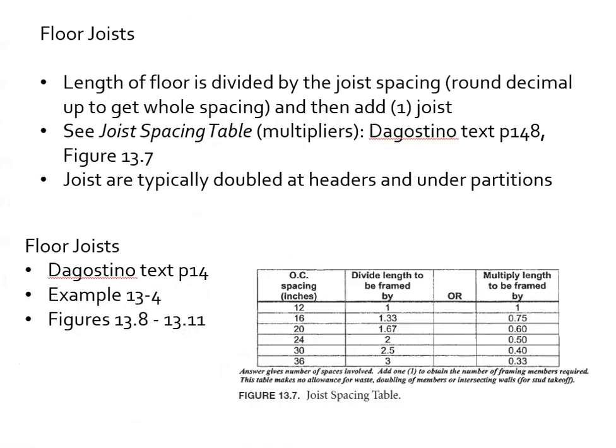All right, how to calculate the number of joists that are needed. The length of the floor is divided by the joist spacing. Round the decimal up to get whole spacing, and then add one joist. So the length of the floor is divided by the joist spacing.